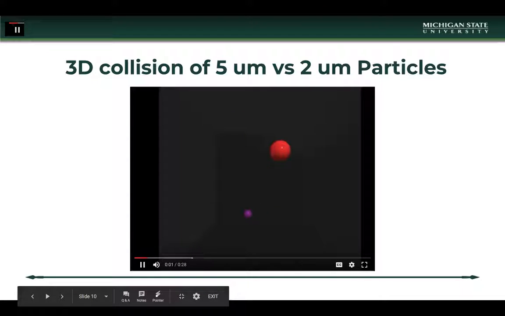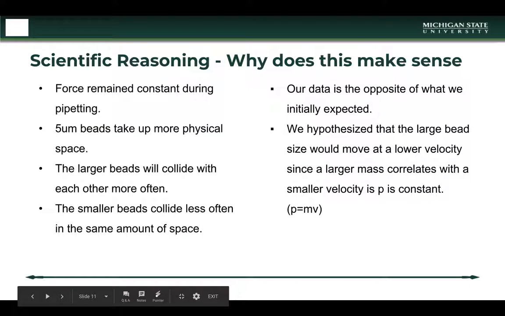Here is a computational model of the 2 different bead sizes colliding with each other for reference. Force remained constant during each trial. The acceleration of each diffusion event is what changed according to the respective bead size.